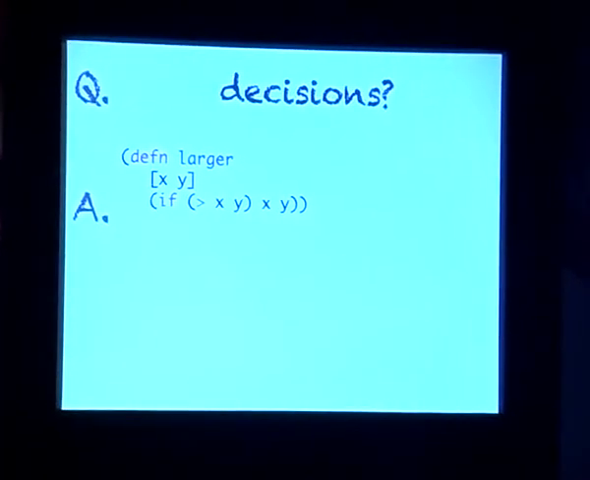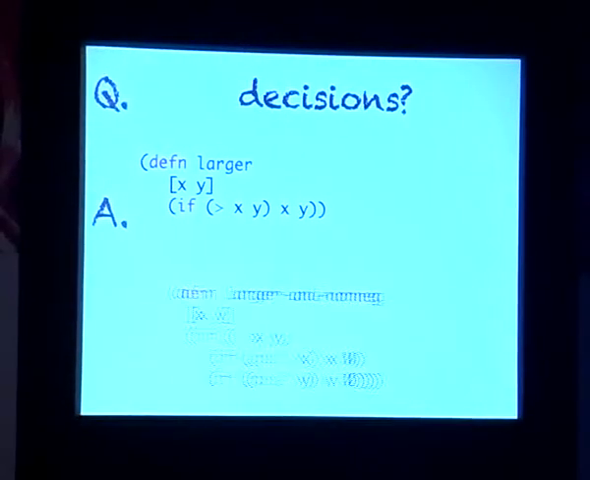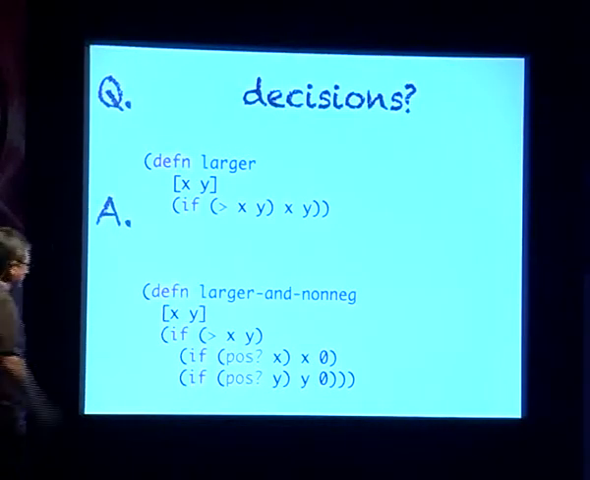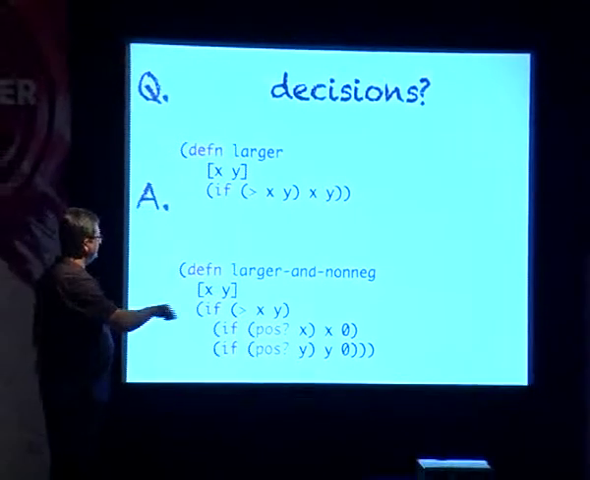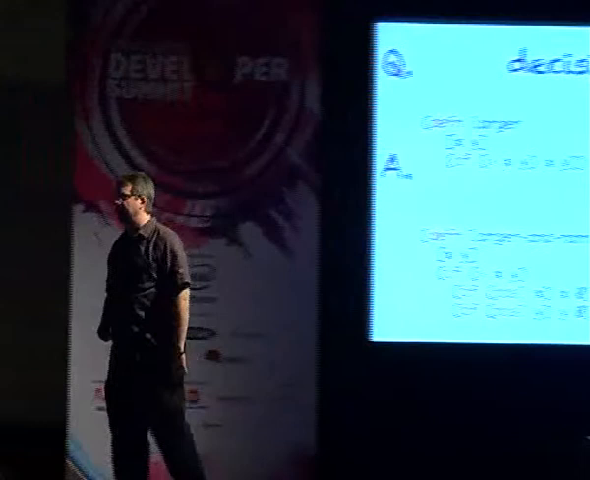But let's say that you have this larger, and now you want to make sure that you get a larger number and you have a non-negative value. So you can nest if statements together. There's the condition, this is the return for the true branch, and that's the return for the false branch. So you can see kind of how the code knits itself together like this.